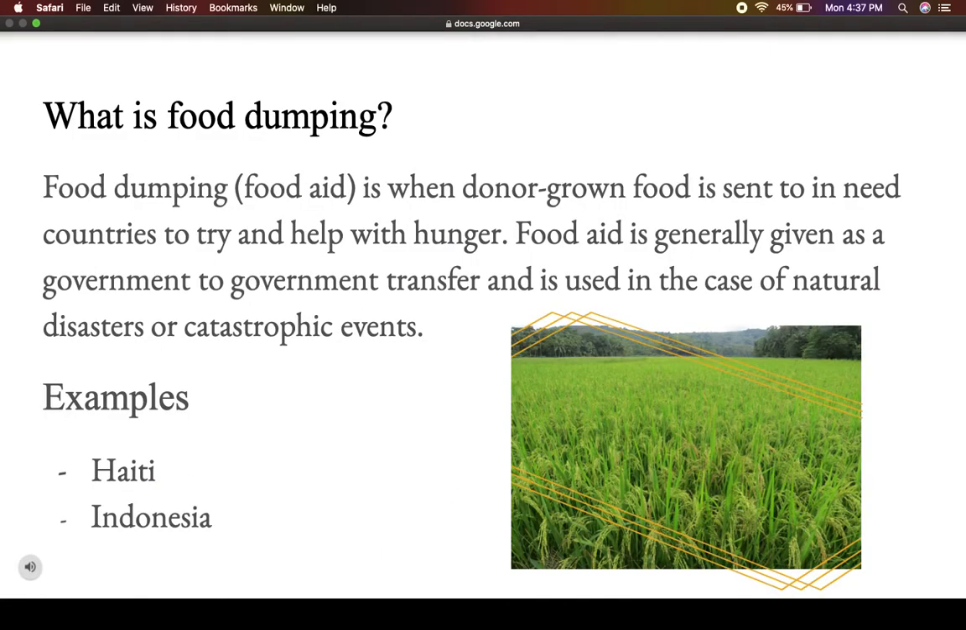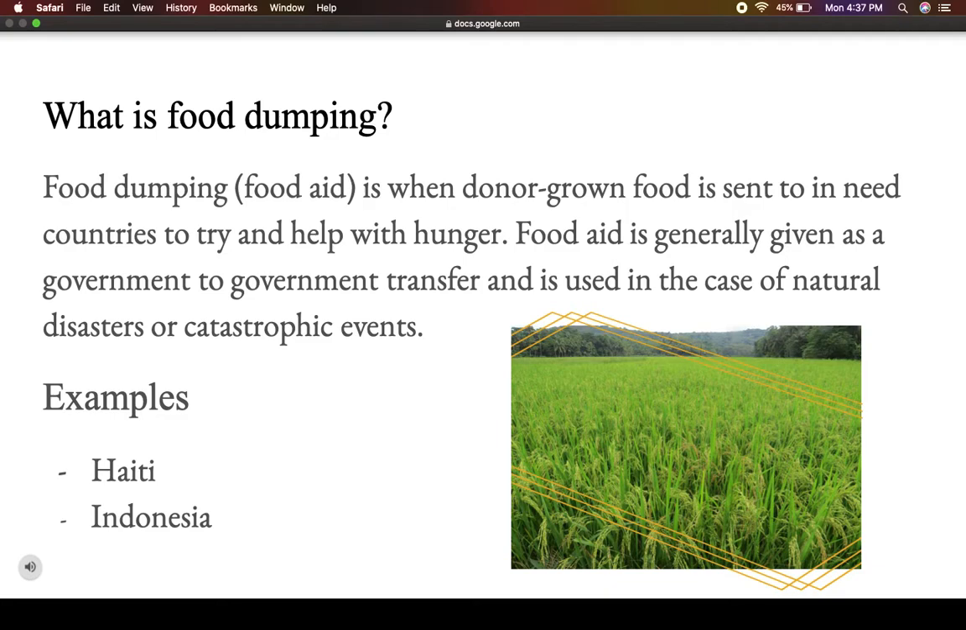My name is Jenna Barnes, and I'm going to be giving some background information and the impacts that food dumping or food aid can have. So, food dumping is when donor-grown food is sent to countries in need to try and help with hunger, which usually occurs in the case of natural disasters or catastrophic events. And it's generally given as a government to government transfer.